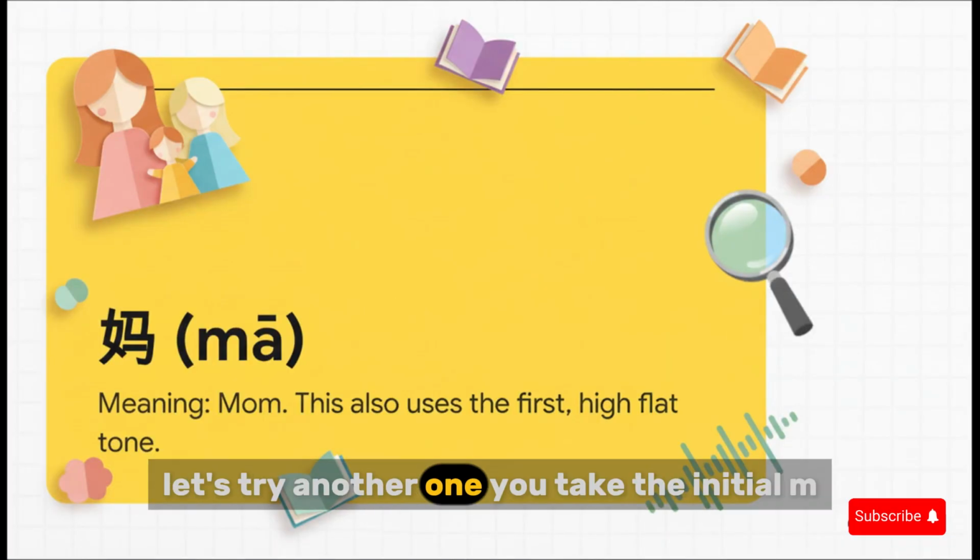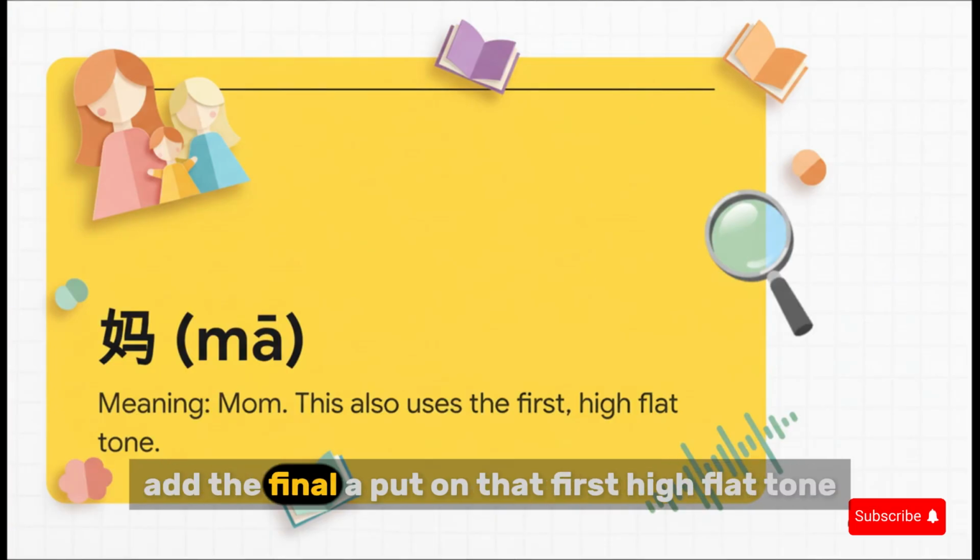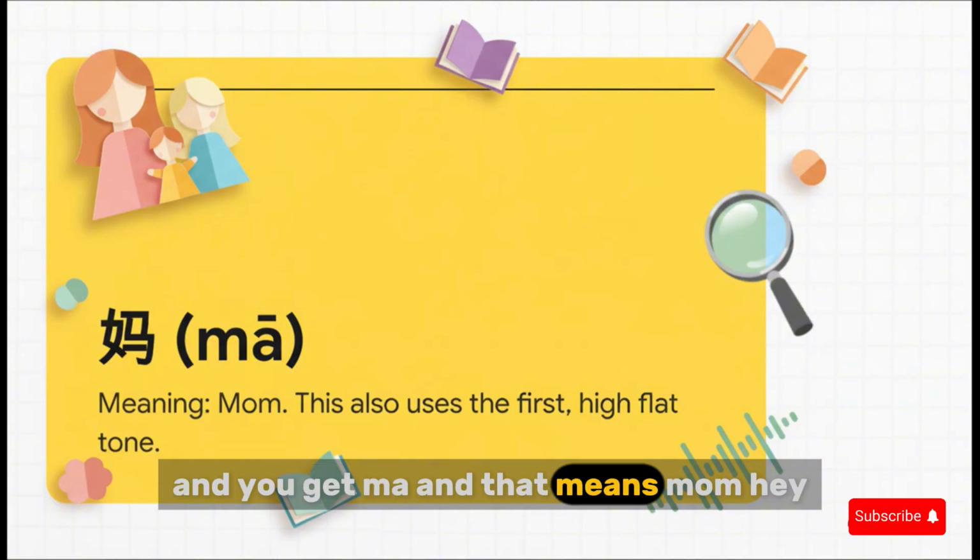With that high, flat first tone, bā means the number 8. Seriously, congratulations! You're officially speaking a word in Mandarin. Let's try another one. You take the initial m, add the final a, put on that first high flat tone, and you get mā, and that means mom.